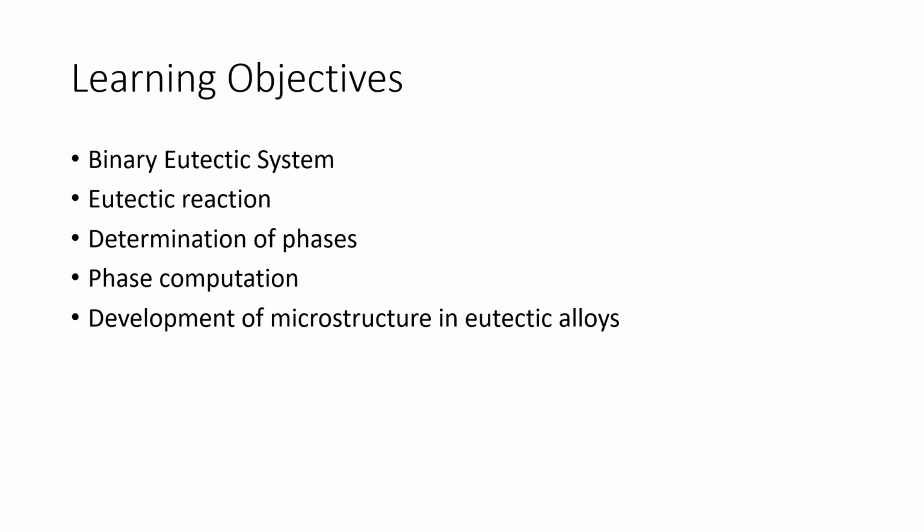Previously we have discussed the binary isomorphous system. Now in this lecture we will discuss the binary eutectic system and what the difference is between an isomorphous system and a eutectic system, what the eutectic reaction is and when it takes place, determination of phases, phase computation, and we will solve some numerical problems and the microstructure of eutectic alloys, development of microstructure in eutectic alloys.